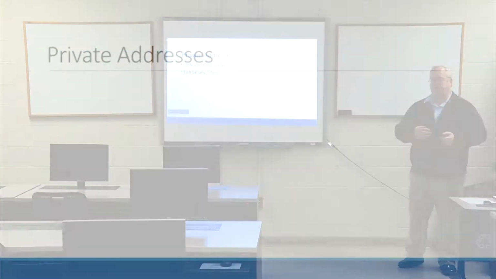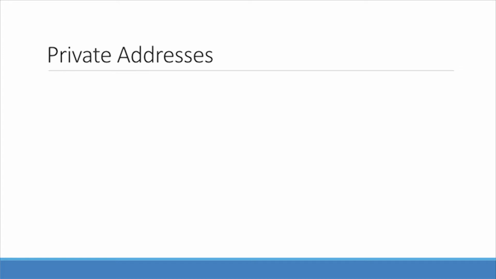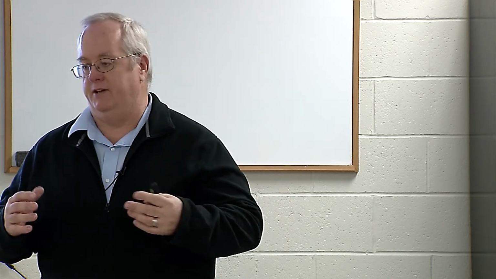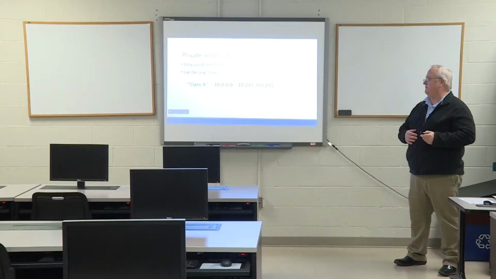Private addresses are those that can't go over the internet. They're used within your network. They can be of any of those classes we talked about. You might have a small network of only 15 or 20, but you may want to assign a private address of 10 dot something, or maybe use a Class B address. That's perfectly fine within your local intranet.